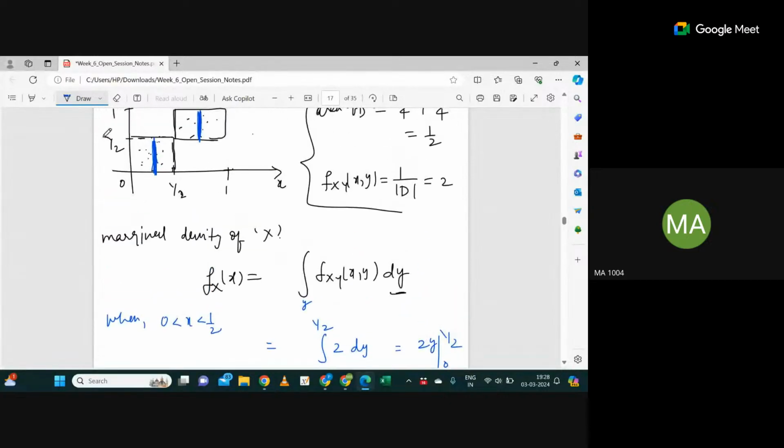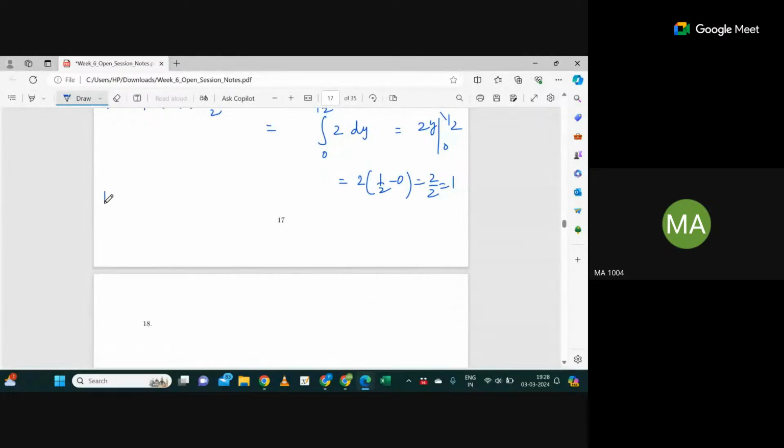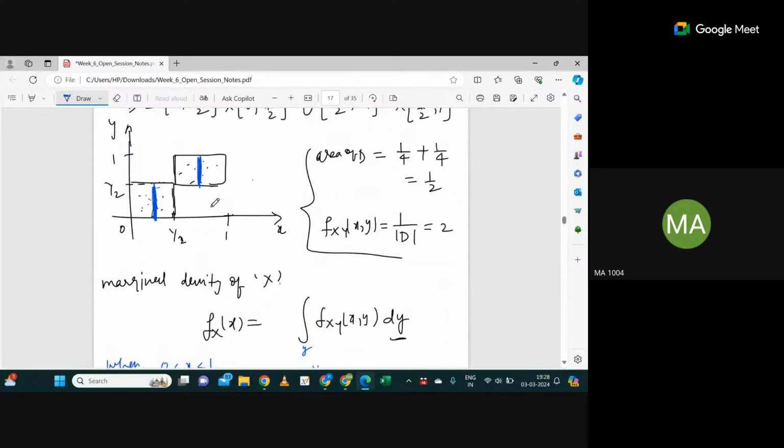And this is when x is 0 to half. When x is half to 1, we have to see both cases, because sometimes the value of f of x can differ; that's why we have seen piecewise continuous functions. It's possible that for this square the value of f of x will be something else, and for that square something different. It's possible, but here it's not.